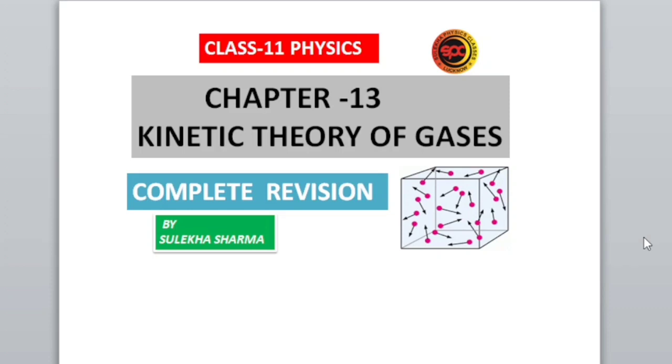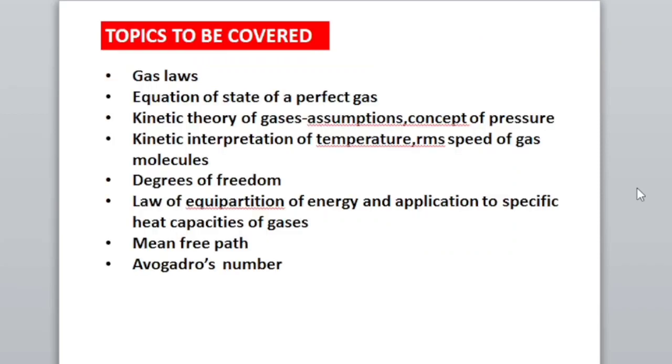Today I am going to start quick revision of chapter 13 of class 11th physics, that is kinetic theory of gases. In this chapter, the topics to be covered are first gas laws, then equation of state of a perfect or ideal gas. After that, kinetic theory of gases. In this one we study assumptions, then concept of pressure, then kinetic interpretation of temperature, RMS speed of gas molecules. After that, degrees of freedom, then law of equipartition of energy and application to specific heat capacities of gases. Then there is a very small topic, that is mean free path, and then Avogadro's number.